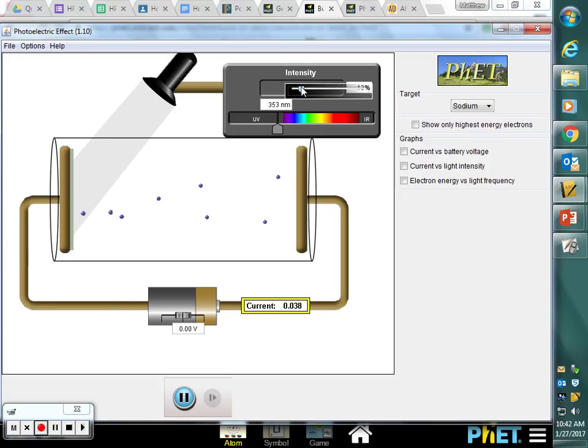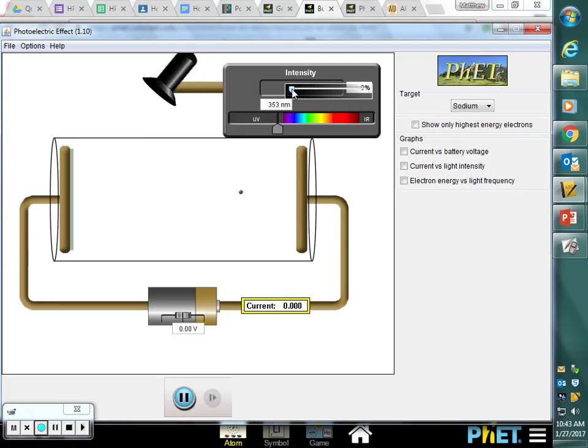The light makes things start to move, even though the battery is totally at 0. And we get electricity flowing through this circuit just by shining light on it. If I turn the light off, the electricity stops. Eventually, as soon as that one gets across there. If I turn the light on brighter and increase the intensity, what do you think is going to happen?